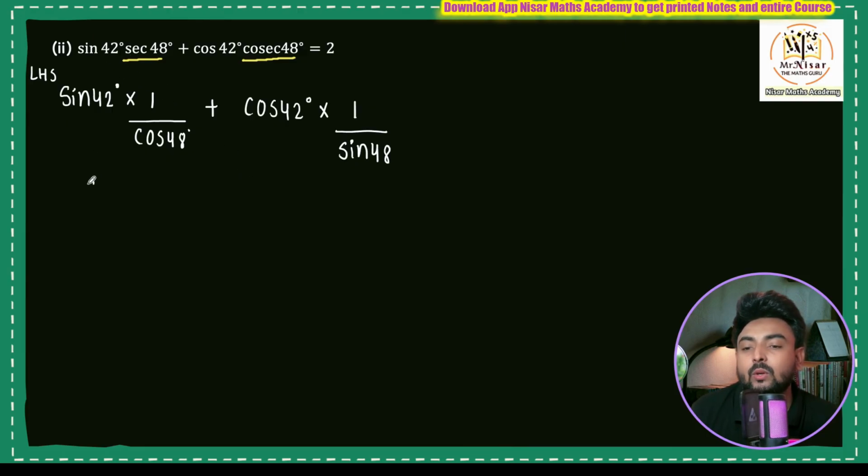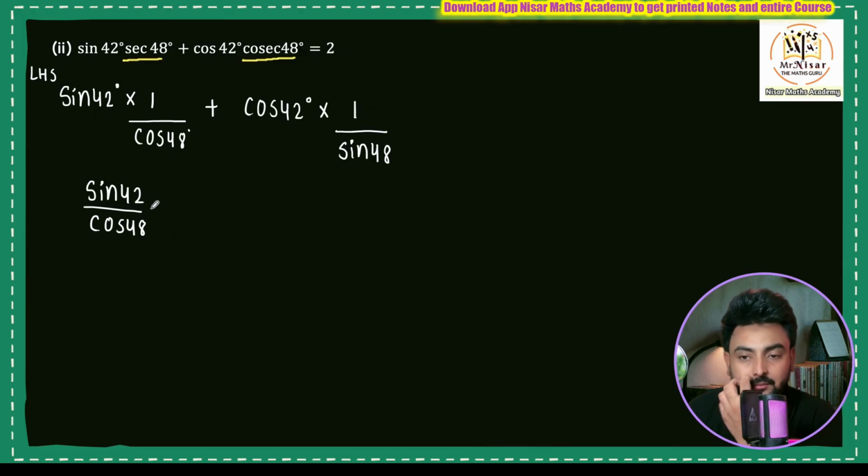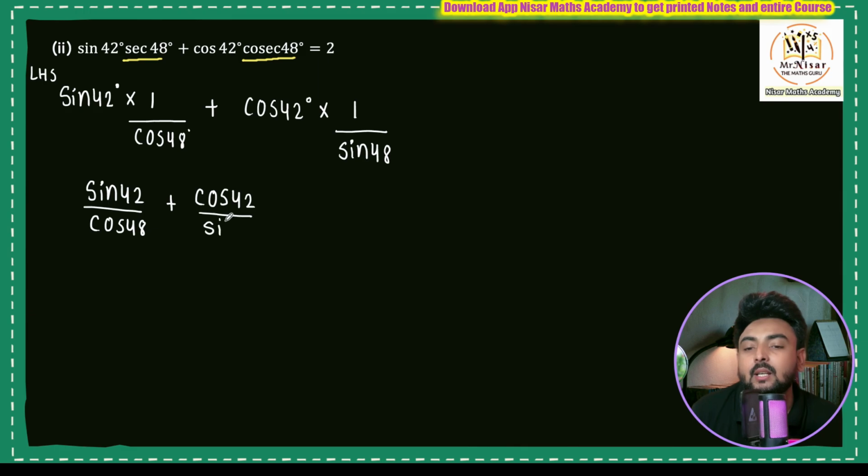Now if I multiply, I'll get sine 42 upon cos 48 in the first part, and we know that sine and cos are complementary to each other. Sine 42 means how much cos? Sine 42 means cos of 90 minus 42, which is 48. So sine 42 means cos 48. Here also cos 48 in the numerator and denominator both get cancelled and we get 1. So cos 42 into 1 is cos 42 upon sine 48. Here also, children, cos 42 means how much sine? Sine of 90 minus 42, which is 48.